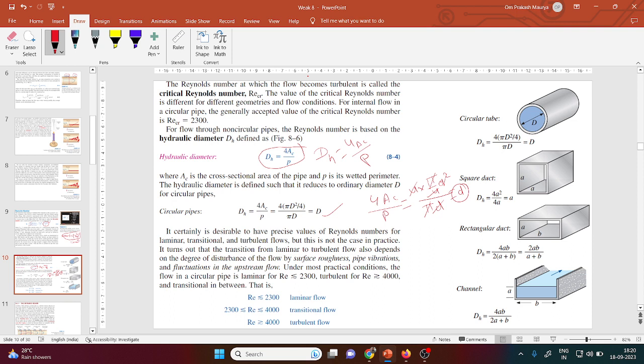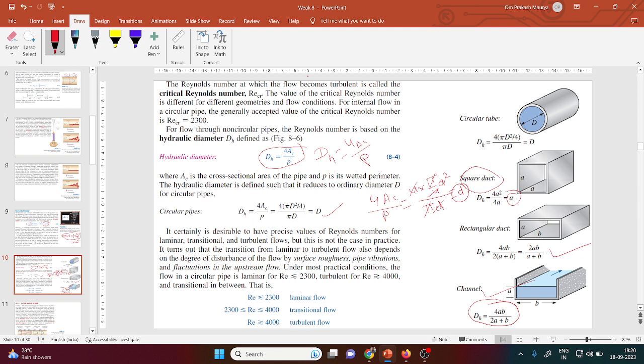Similarly for rectangular, you have seen here the rectangular case and the channel if they are given, and if a square duct is given, it will be the side of the square duct. So based on this we will calculate the Reynolds number for the different shapes of the duct.